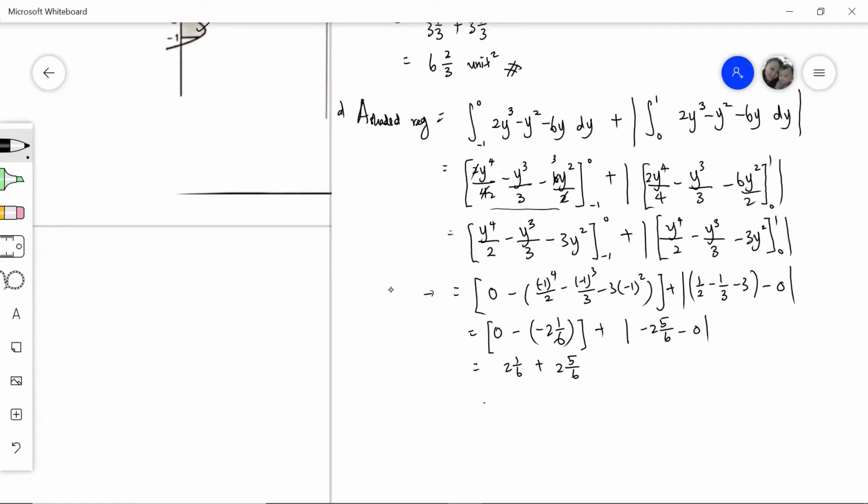So add these two parts together, we have 4 and 6 over 6. So 4 and 6 over 6 is actually 4 plus 1. Therefore, the answer is 5 unit squared. Okay, that's it for question number 16.